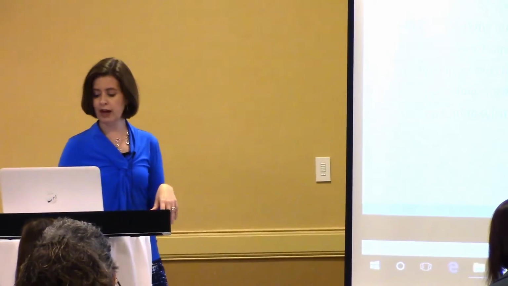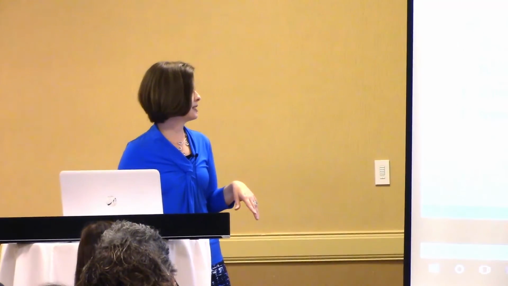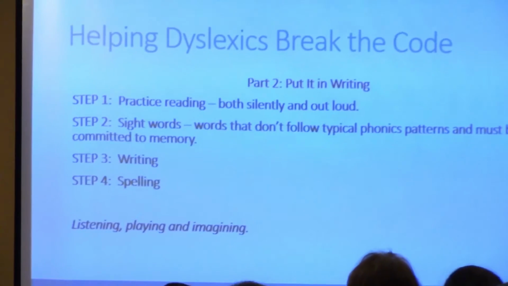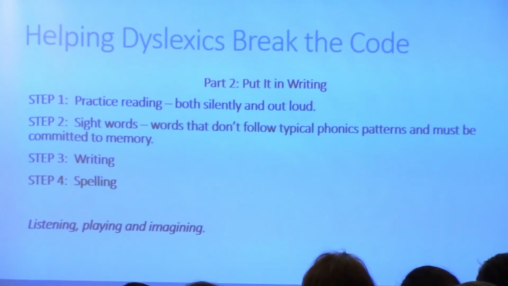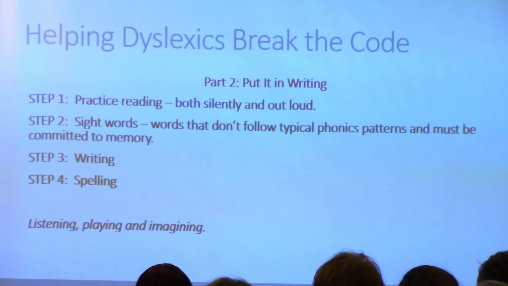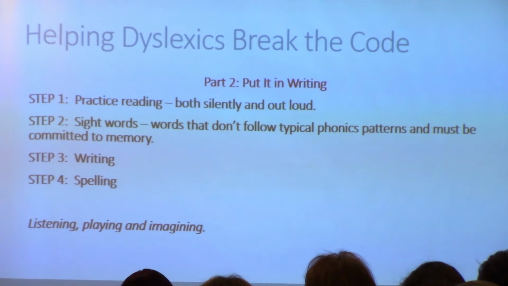So work with them, and if you have helped them and they still have trouble with it, maybe we've got a little warning sign there. And then separating syllables into phonemes. Then we have to put it into writing. So we're going to practice reading both silently and out loud. We're going to look at sight words, words that don't follow the typical phonics patterns and have to be committed to memory. We're going to work with writing and spelling.